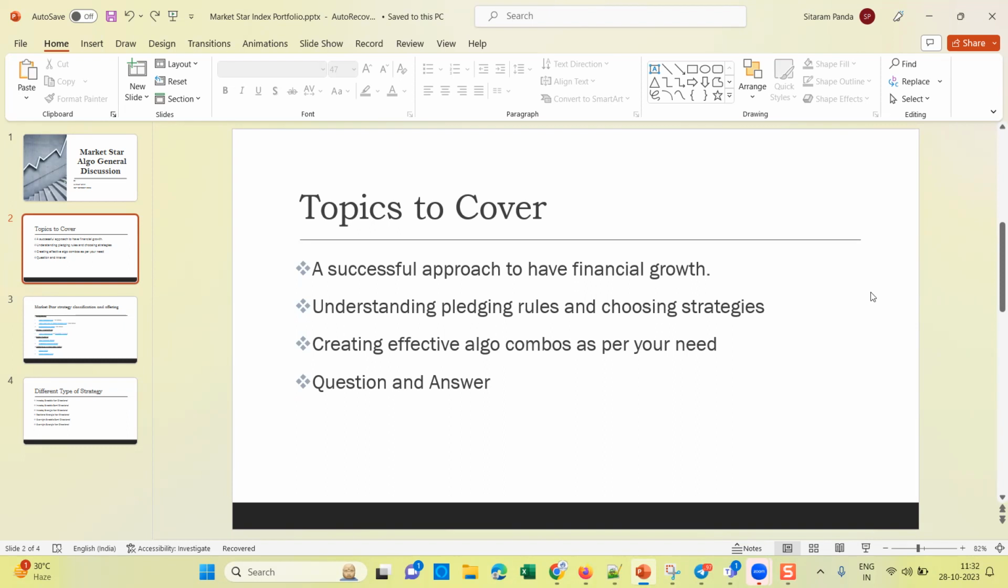Intraday, most of the brokers allow you to use 100% of your collateral, like IIFL and Alice Blue, with whom we are tied up. So they allow 100% collateral usage in intraday.